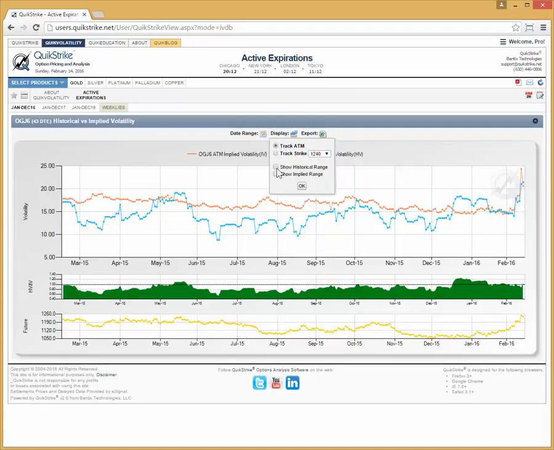And then you have 2 checkboxes, show historical range and show implied range. So let's do this one, show implied range.